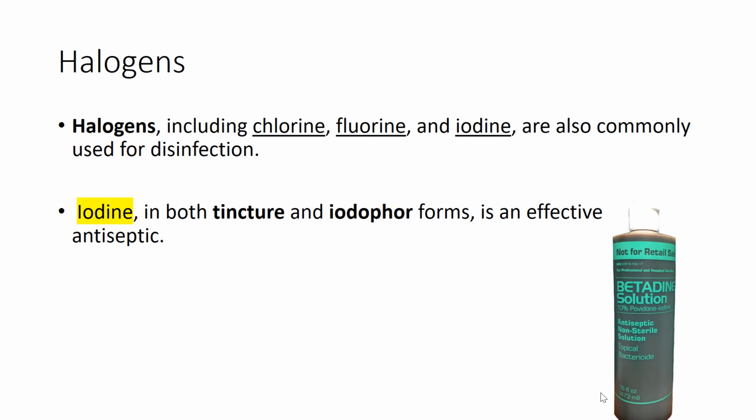Those are the chlorines, and then the fluorides are the iodines. I don't have an example for fluorines. The iodines will be both a tincture of iodine or iodophors. Here's an example of Betadine. This is a povidone iodine solution, and this is used to swab the surface of your skin.